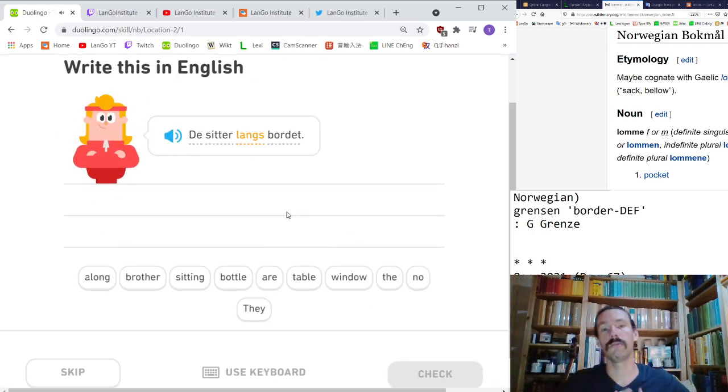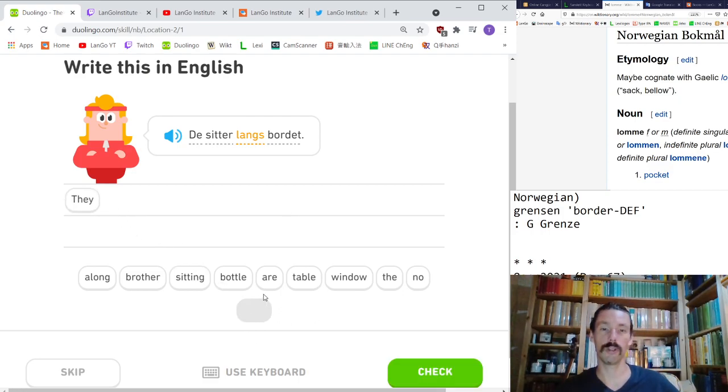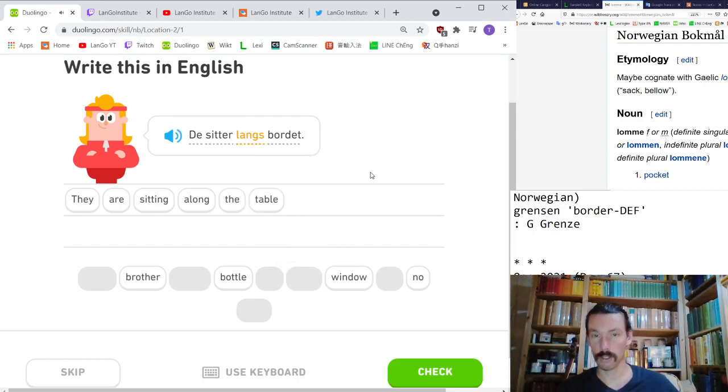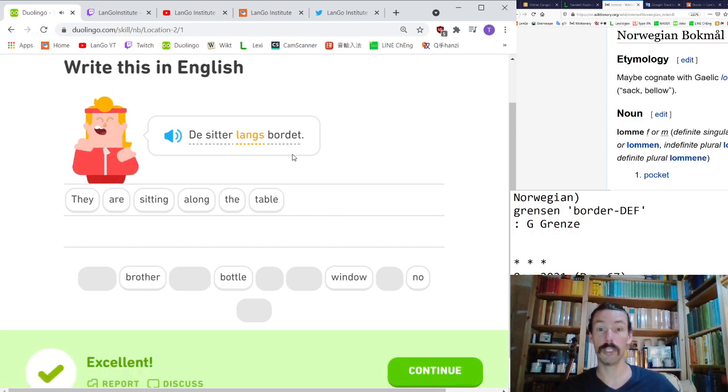De sitter langs bordet. On the table. They sit. They are sitting. Langs shares the root with our word along. This has a prefix added. The table, bordet. The ET is the definite marker. De sitter langs bordet. The D has fused into the bordet.